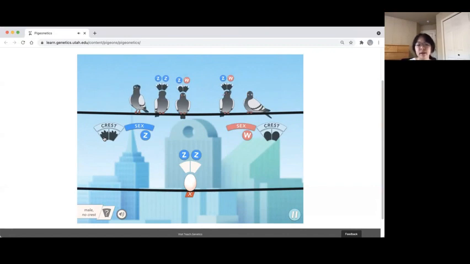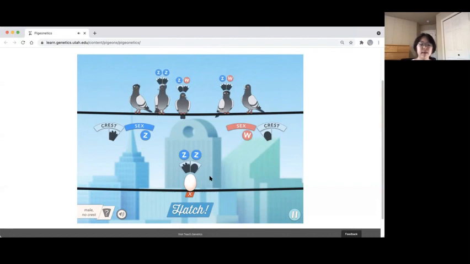Just based on that, if we have one crest and another that has no crest, it will be represented by a capital C and a lowercase c. Based on the dominance that I talked about, what do you think the bird would look like if it had this combination? Will it have no crest or will it have a crest?